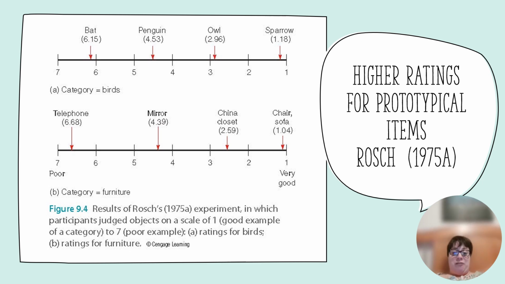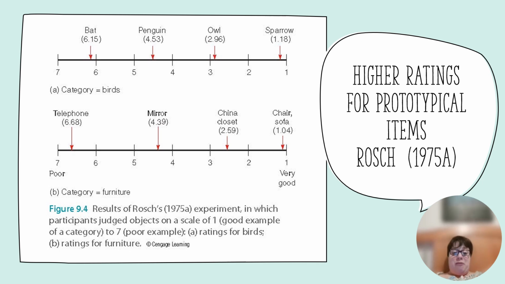So to further quantify this, Roche presented participants with a category title, such as bird or furniture, and a list of about 50 members of the category. The participants' task was to rate the extent to which each member of the category represented the category within a 7-point scale. So a rating of 1 would mean that that member is a very good example of the category. So for example, a bird like a sparrow would get a rating of 1, whereas a bird like an ostrich or a buzzard would probably get a rating closer to 7, meaning that it's a poor example of that category.